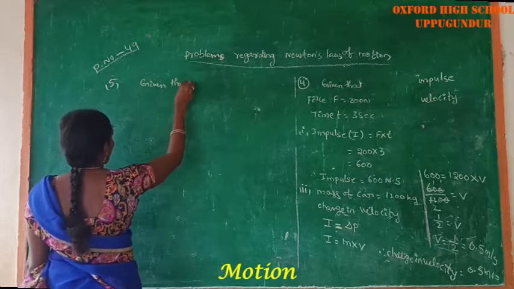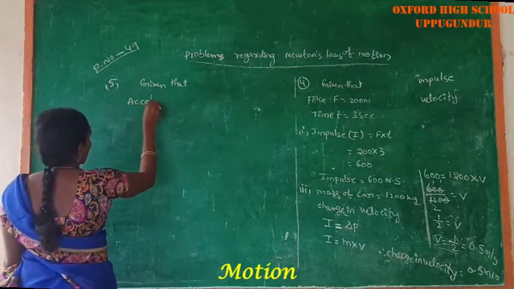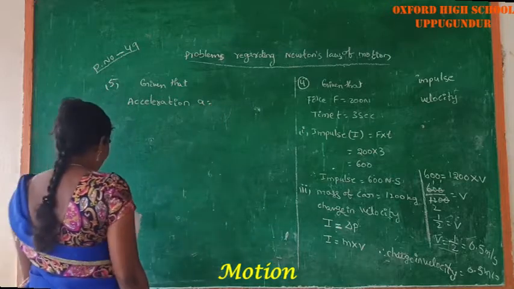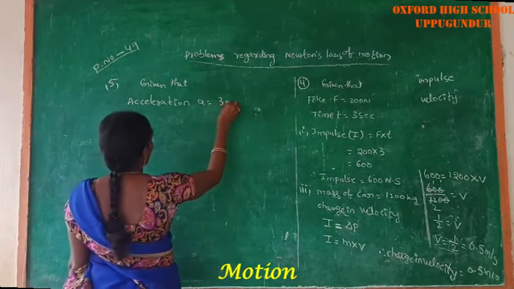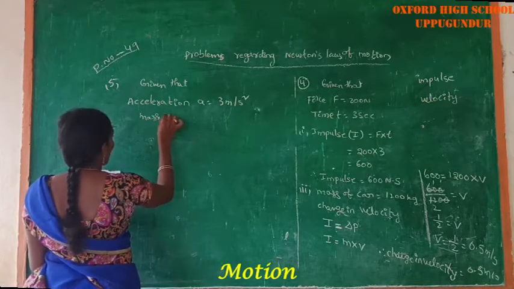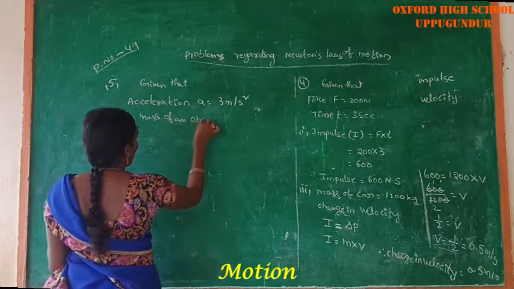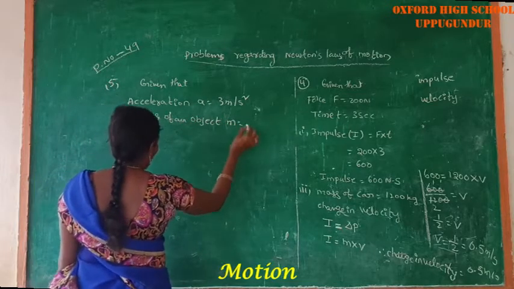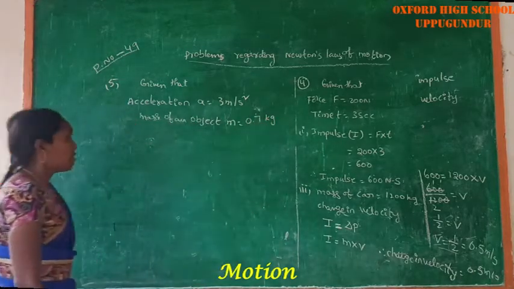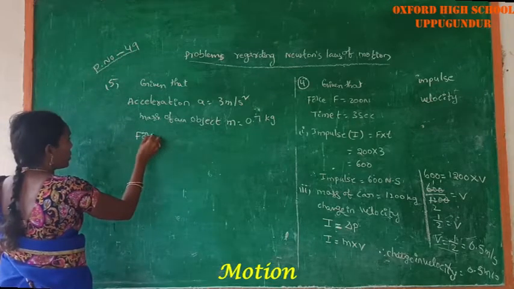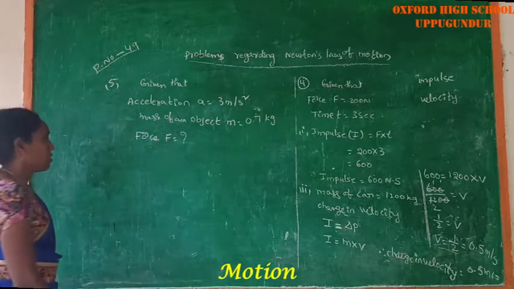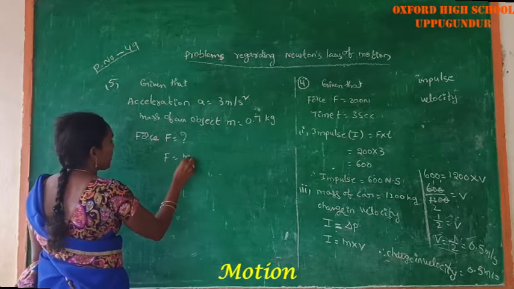Here given that acceleration a is equal to 3 meter per second square. And next one, mass of the object m is equal to 0.7 kg. Now find out the force acting on that particular object. Force is represented by the letter F. Our required value is the force. We know very well F is equal to ma.